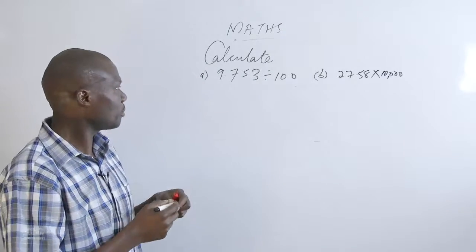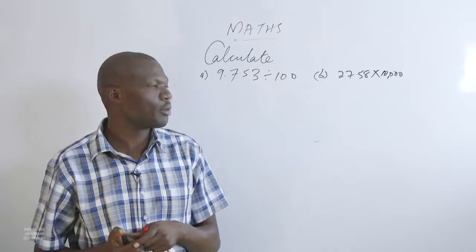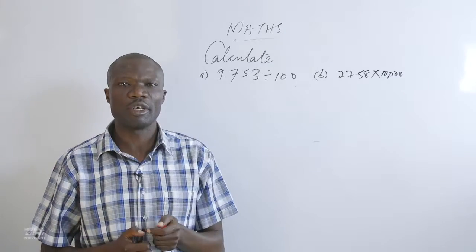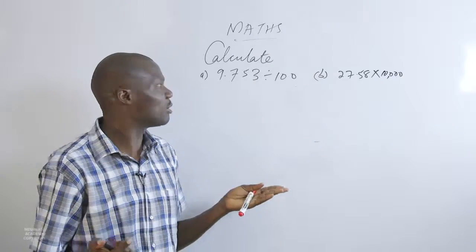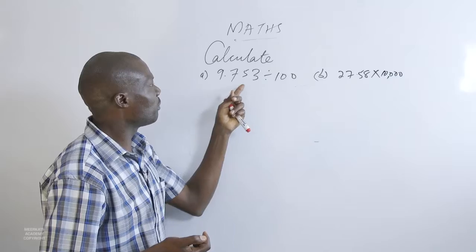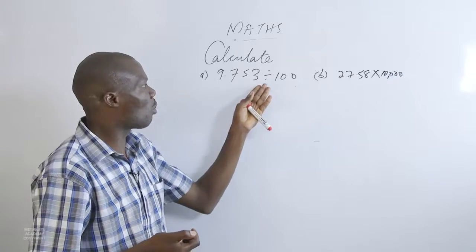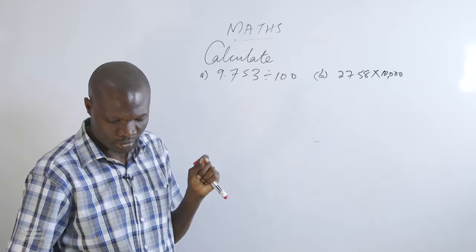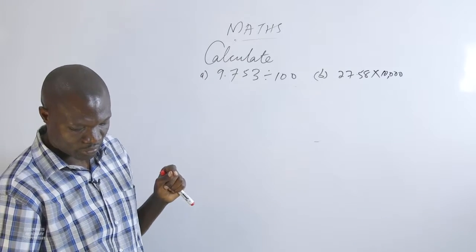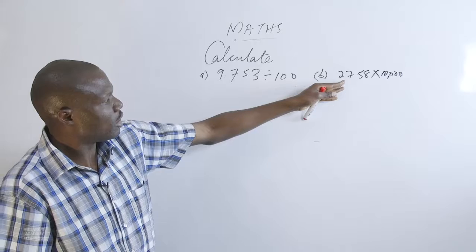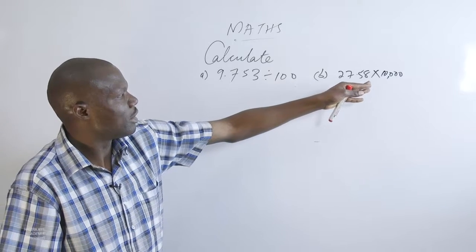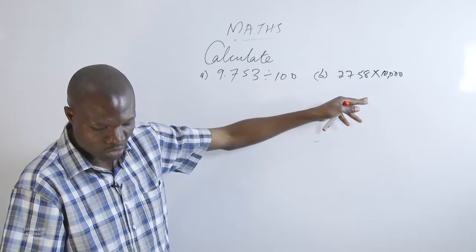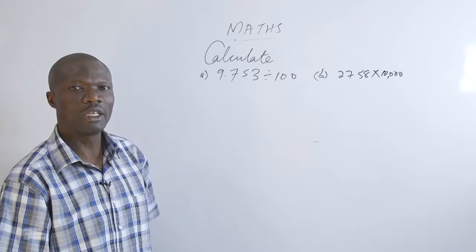Calculate 9.753 divided by 100. We are dividing. And this one, 27.58 multiplied by 10,000.